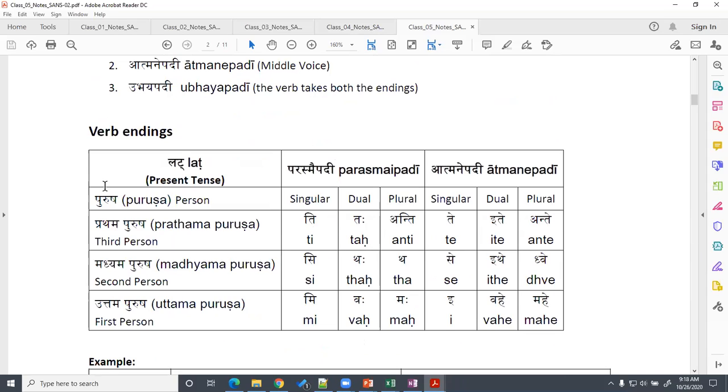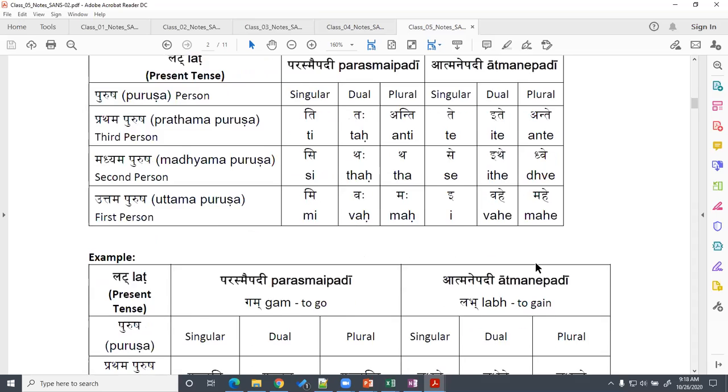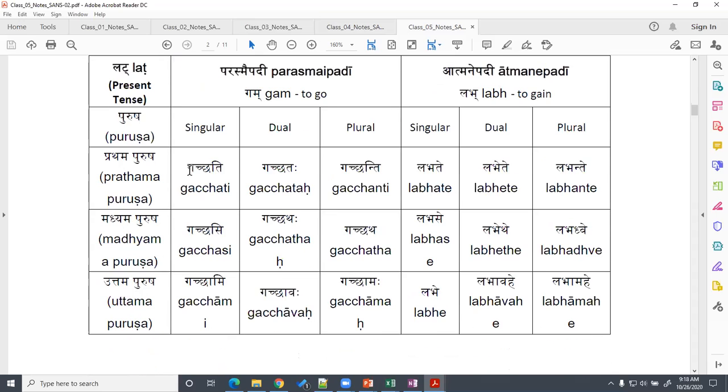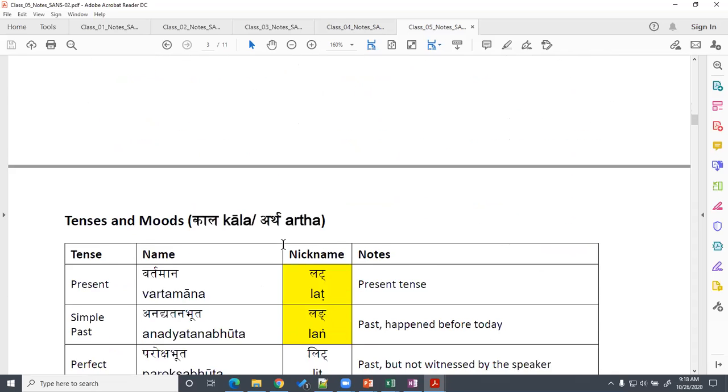So these are the endings we studied for the present tense: Ti, Tah, Anti, Si, Thah, Tha, Mi, Vah, Mah, and in Atmanepadi. So very commonly we use many times these verb forms: Gacchati, Gacchatah, Gacchanti. You all must be quite familiar with these by now.